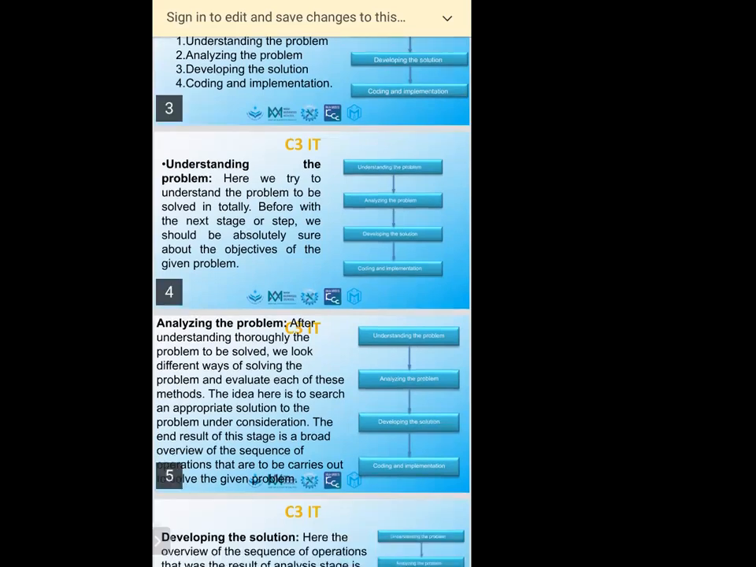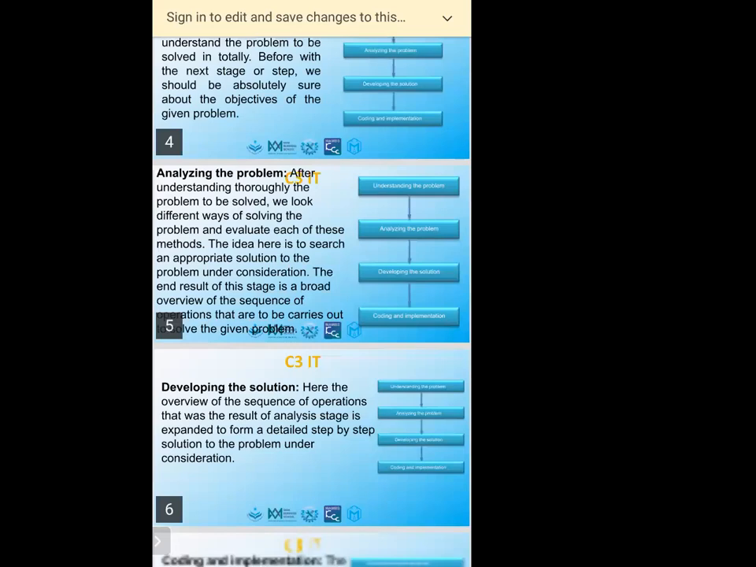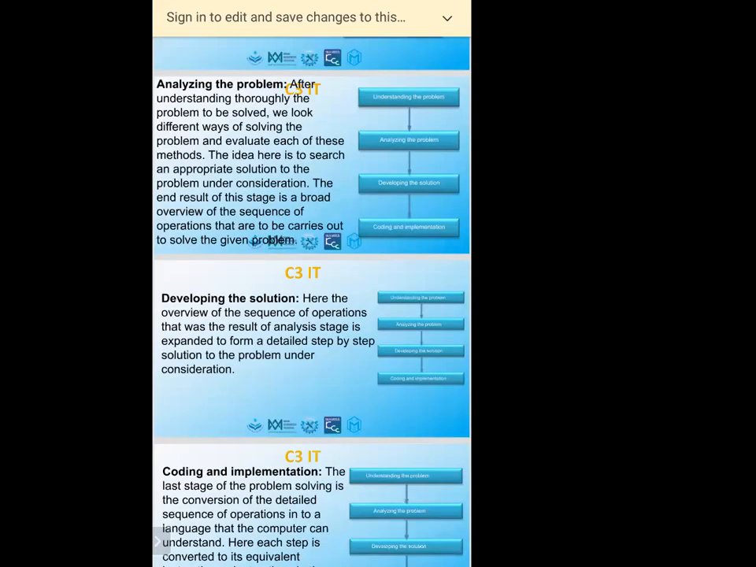Then the next one is developing the solution. So you have to make a solution for that one. From that we can solve the problem. Developing the solution means, from the step-by-step instructions, you have to carry out your work. That is called developing the solution. You have to make the answer for that one.